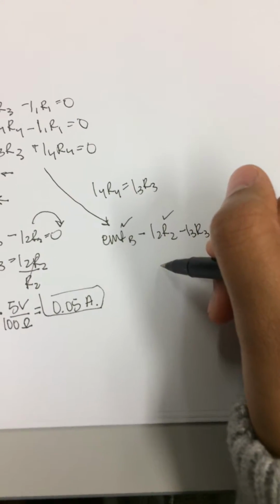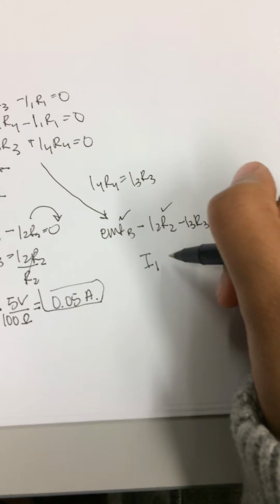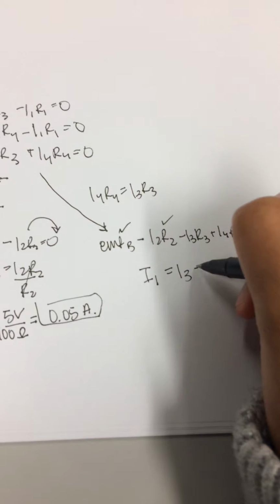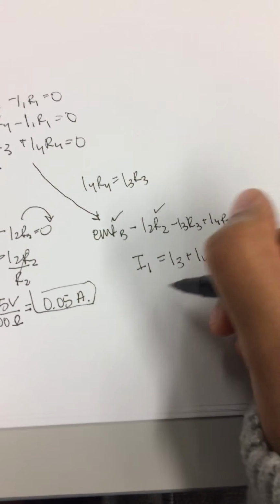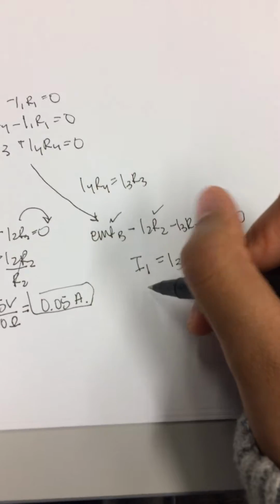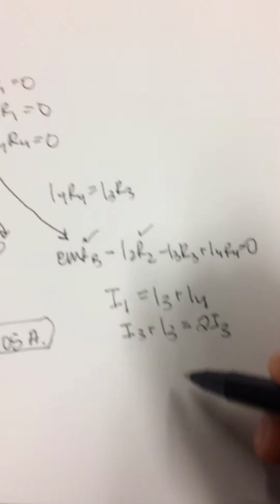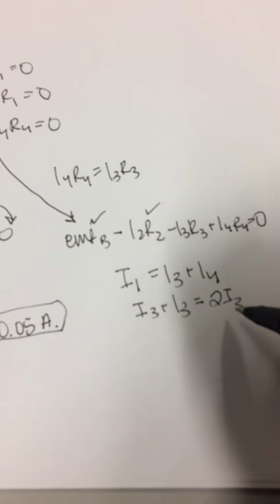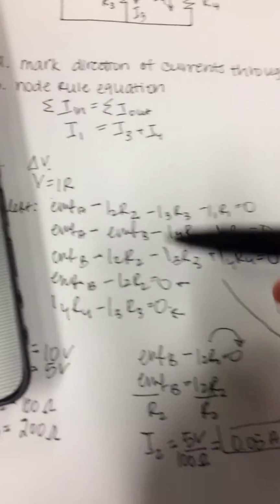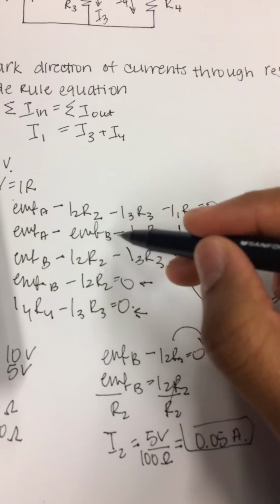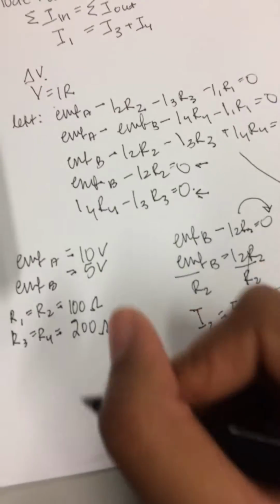So we know that using the node rule equation that we defined in part B, I1 equals I3 plus I4. Since I3 and I4 are equal to the same thing, we have I3 plus I3 equals 2I3. That can also help us solve it moving on. Then you can use this equation, the one that we used to find around the whole perimeter right here. Let me just rewrite it down here.